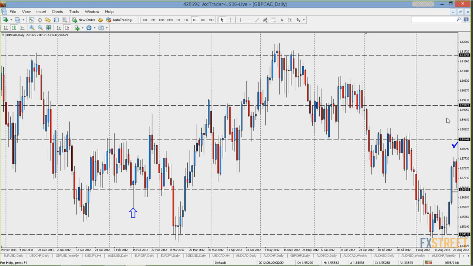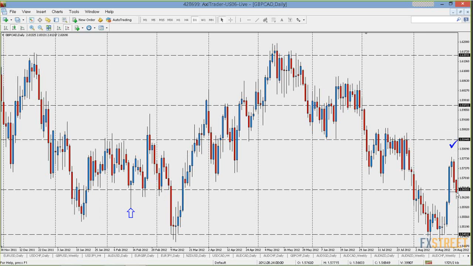So what happens here, as you see, is I get stopped out. This is quite common, and it's one of those things where, because this wasn't a bullish pattern here, this was just a pullback.